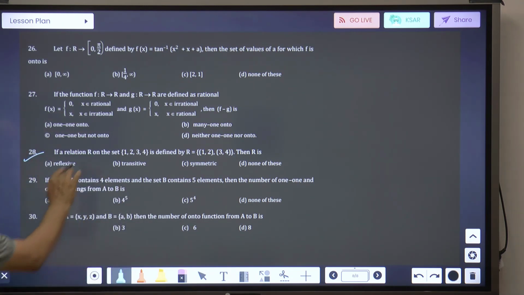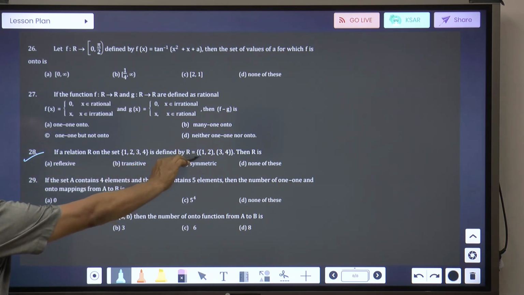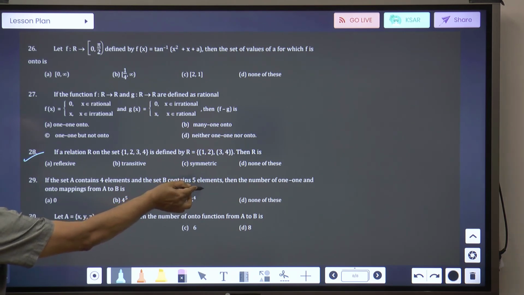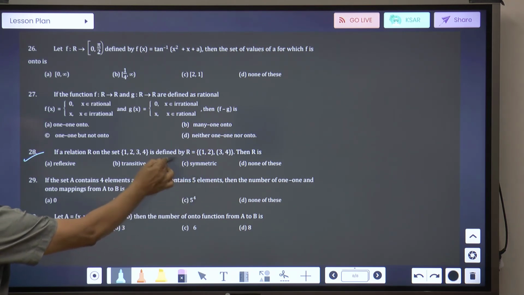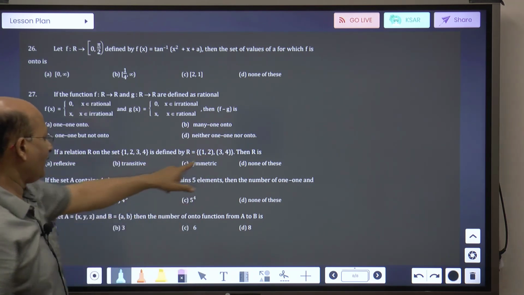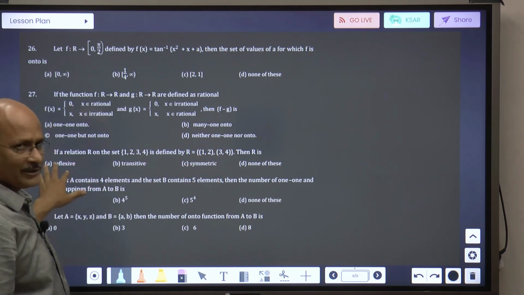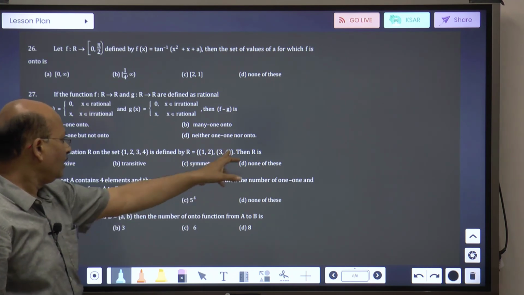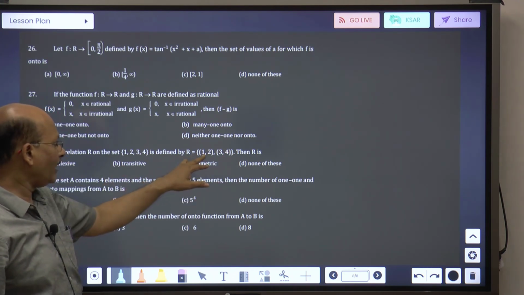Okay. The relation R is defined by R 1, 2, 3, 4. Then R is what? Reflexive, transitive, symmetric. क्या हो सकता है? Right? Think over it. It is defined by this is a simple question. यहाँ पे 1, 1 नहीं है, 2, 2 नहीं है, reflexive नहीं हो सकता है. Symmetric देखिए 1, 2 है, 2, 1 नहीं है. Symmetric भी नहीं होगा. Then transitive हो सकता है क्या? 1, 2 है.